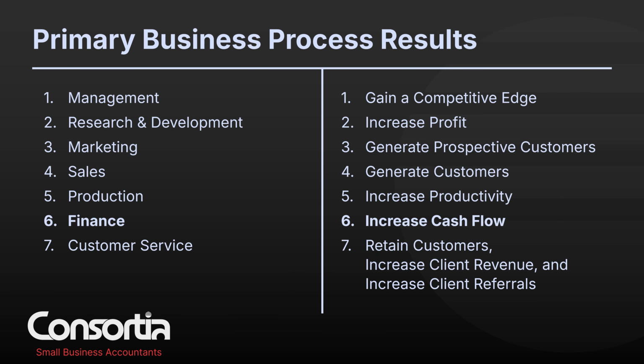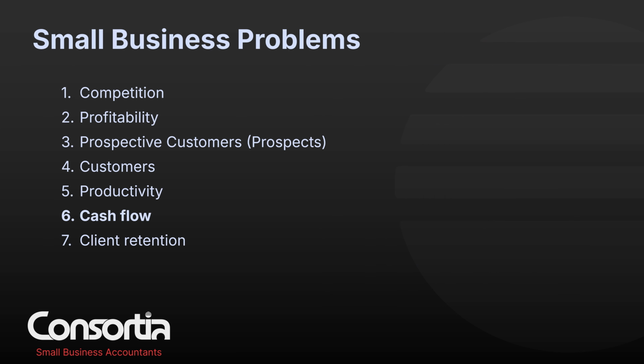We talked about the primary business process results. So obviously, if we look at those 7 primary business processes, on the right, we're talking about what we're wanting to accomplish. And so today, of course, as far as finance, we're wanting to increase our cash flow. Small business problems, again, tie directly into the 7 primary business processes or the lack thereof. And so again, we're talking today about 6, cash flow.